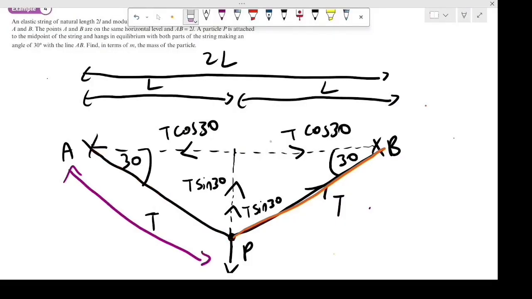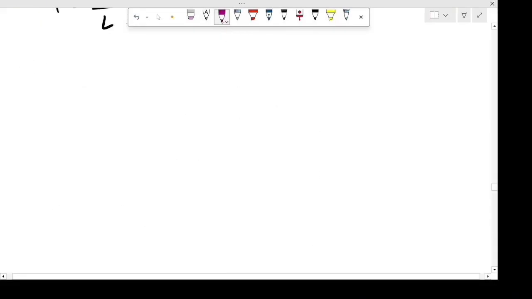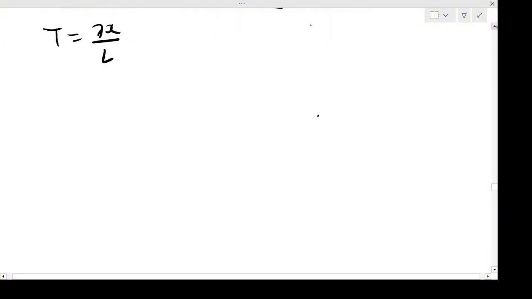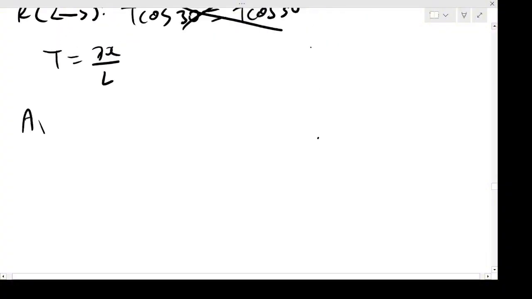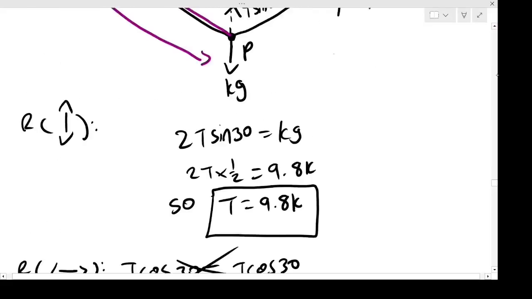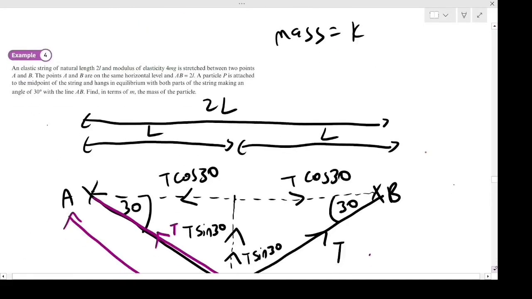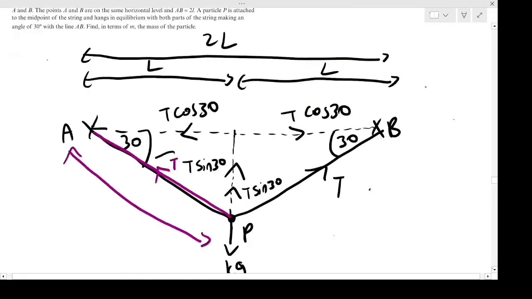So let's just consider this part here, right? Okay. So I'm only going to apply Hooke's law to the string A to P, right? So A to P. Okay, so again for A to P, I have my tension force T.